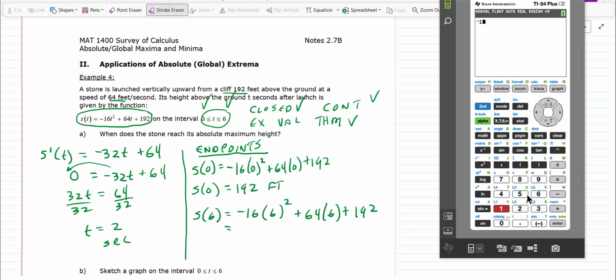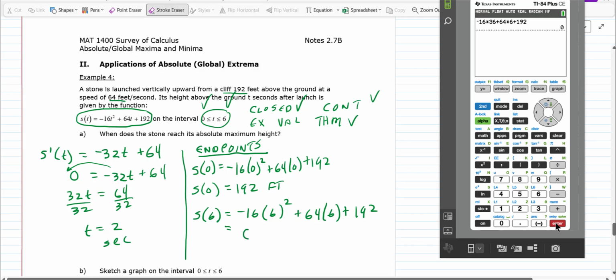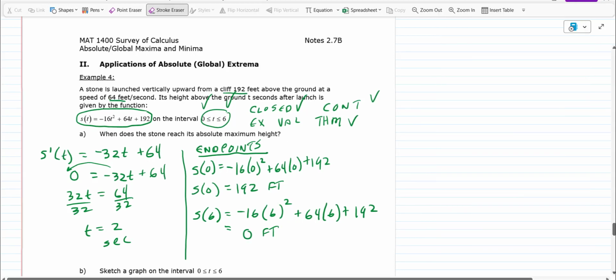So let's see, negative 16, 6 to the second is 36, and then plus 64 times 6, and then plus 192. Let's see if I'm right. Yeah, that's 0. So that's 0 feet. So what does that mean if the height's 0 feet? What's happened to the stone after 6 seconds? It's smashed into the ground, right, exactly.